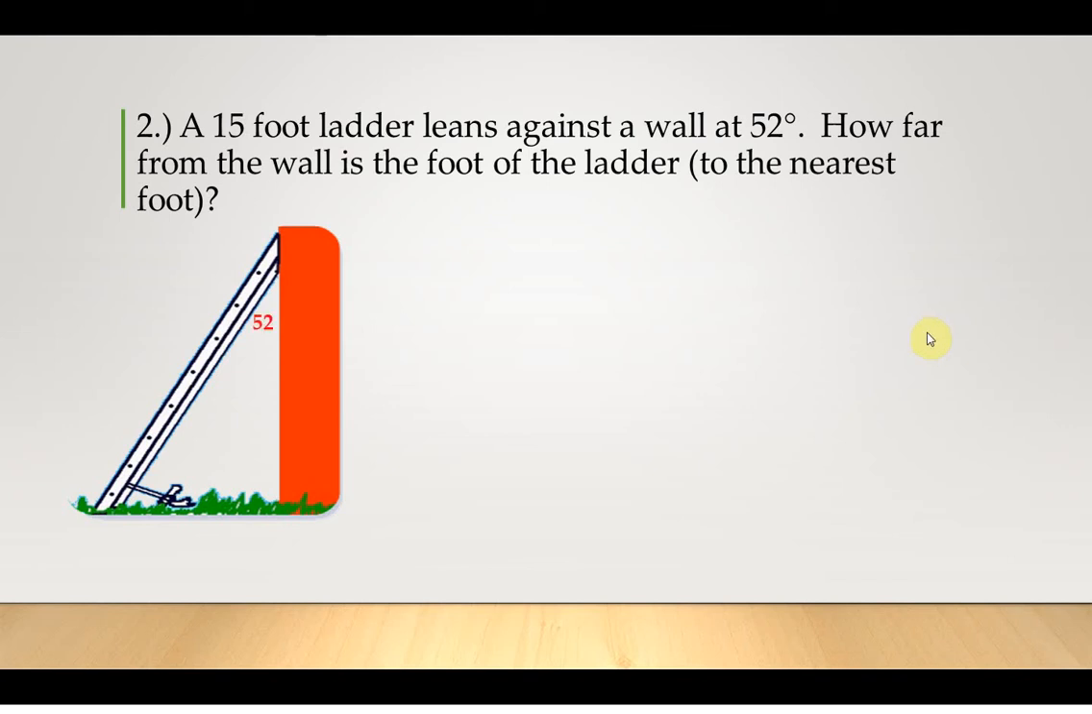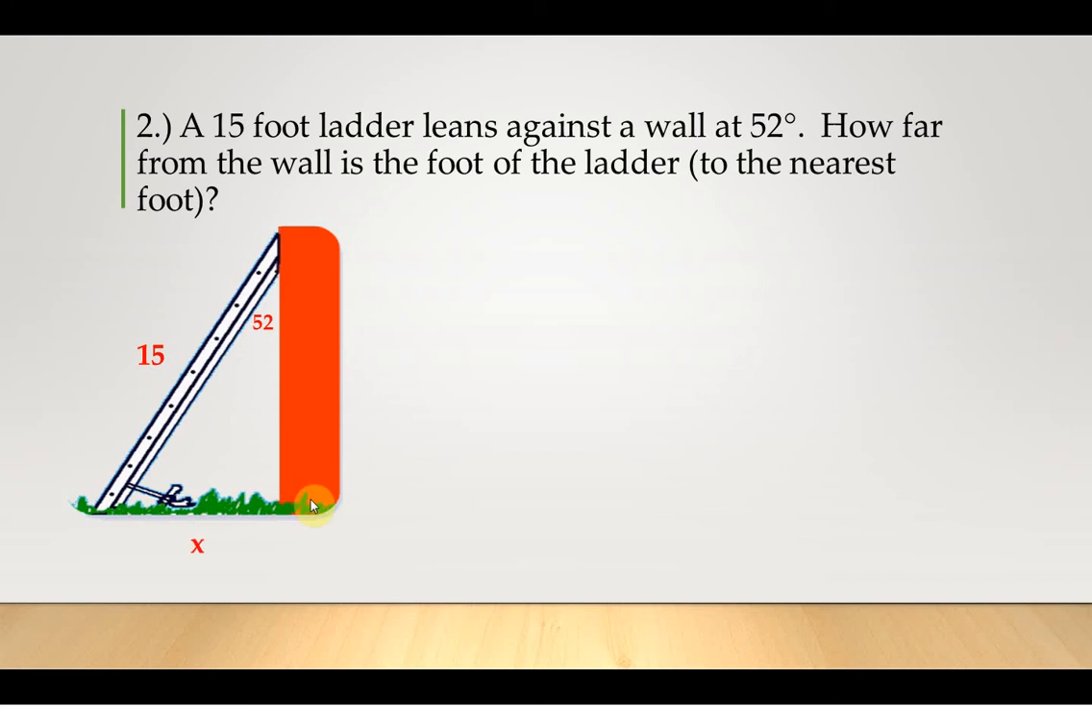Okay, so let's just point out real quick. It's leaning against the wall at 52 degrees. That means the 52 is up here, not down here, because it's leaning against the wall at 52 degrees. The ladder itself is 15 feet, and they want to know how far from the wall is the foot of the ladder. So they're looking for this distance down here.